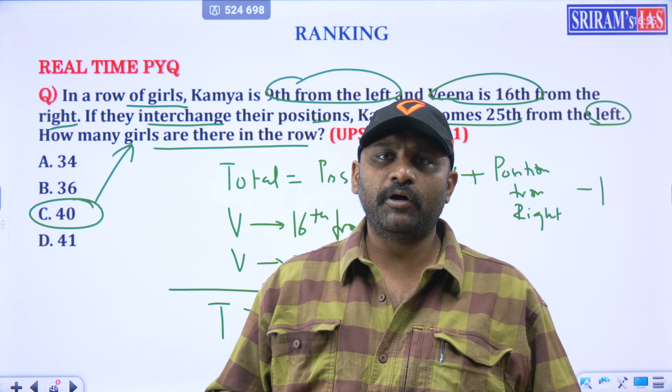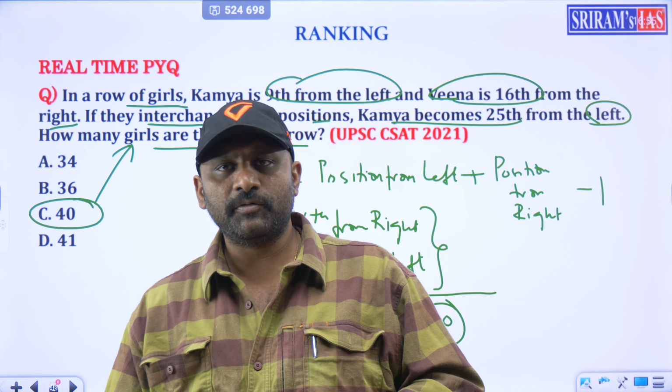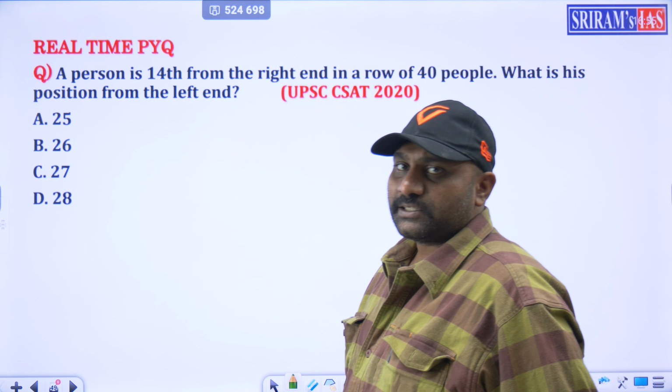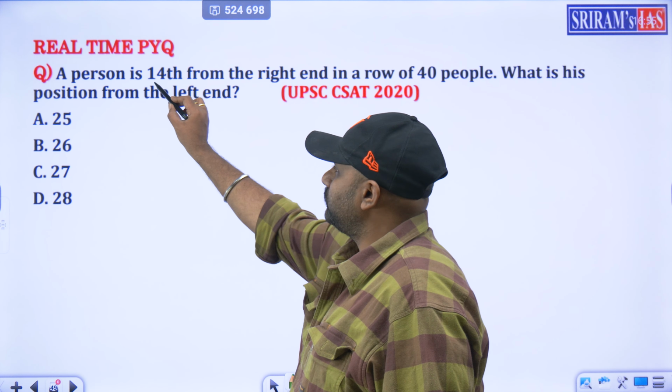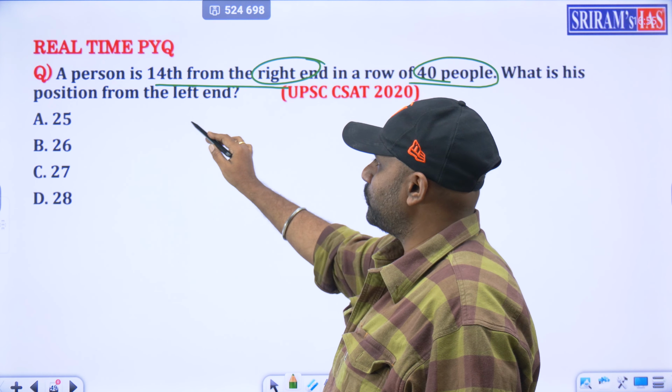This is the most common problem given in ranking problems. Directly use this formula. Total is equal to position of the person from right plus position of the person from left, minus 1. As simple as this. The next question is, a person is 14th from the right end in a row of 40 people. So what is the position from the left end?